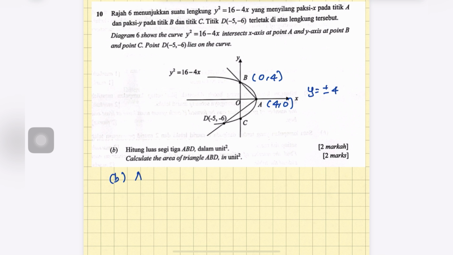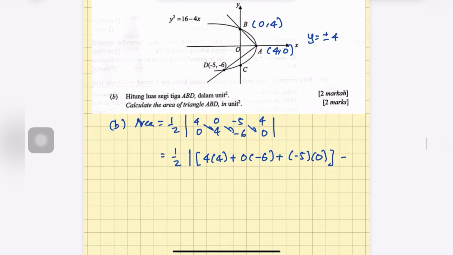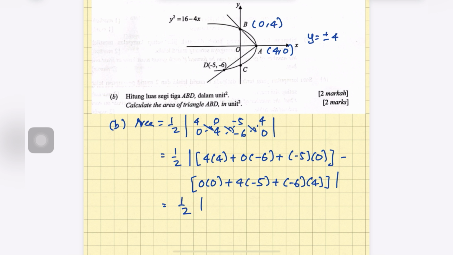Okay, so then we can find the area, which is 1 over 2. We arrange anticlockwise because we want to get a positive answer. So (4, 0), (0, 4), (-5, -6), back to (4, 0). So this one is 1 over 2, modulus of 4 times 4 plus 0 times -6 plus -5 times 0, minus 0 times 0 plus 4 times -5 plus -6 times 4. Close the modulus. So this is 1 over 2, 16 minus -44. So the answer is 30 units squared.